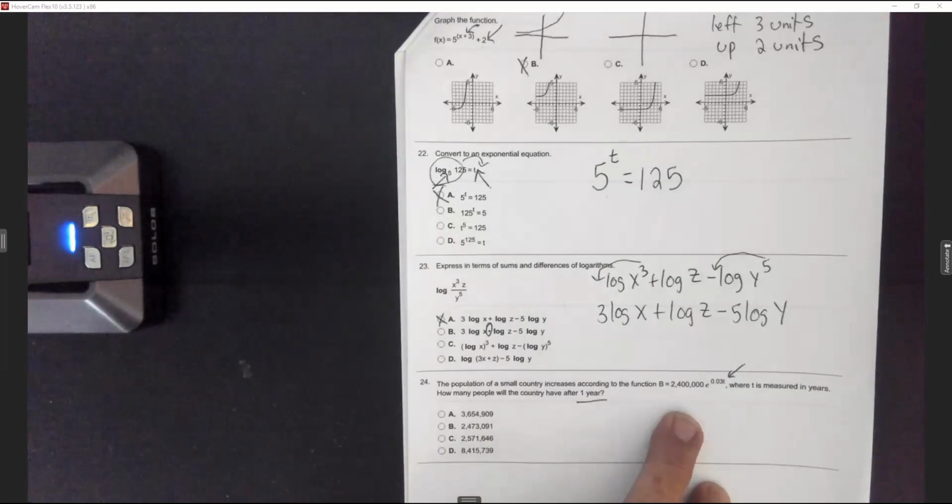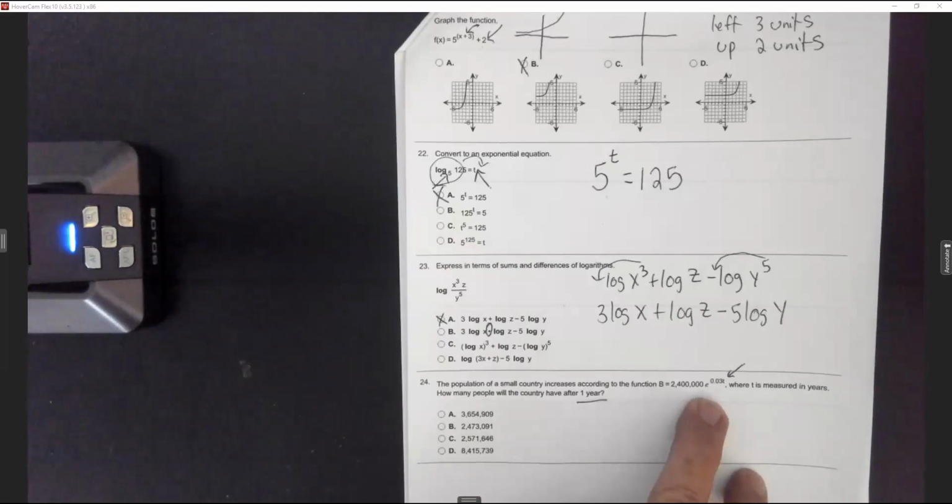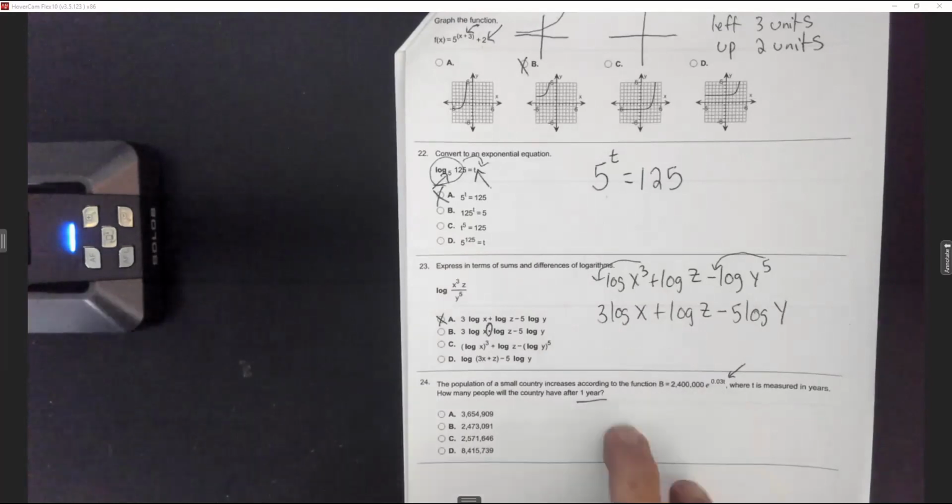So we just wanted to make sure you could plug in a variable for this kind of equation. So they gave you 2,400,000 times E with an exponent. So you're going to hit second LN and use that E that has the exponent there. And then it was 0.03 times the T. Well, they said after 1 year, so T will be 1. So the only thing changing on this formula should be whatever T you're putting in, okay? 1 or 2 or 3 or whatever.